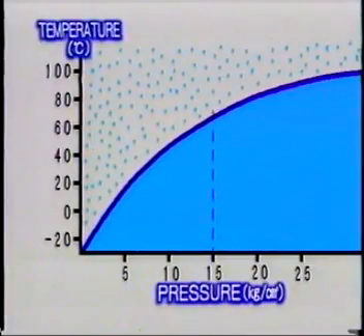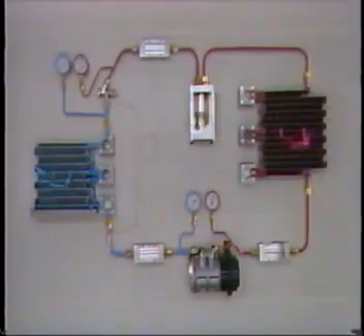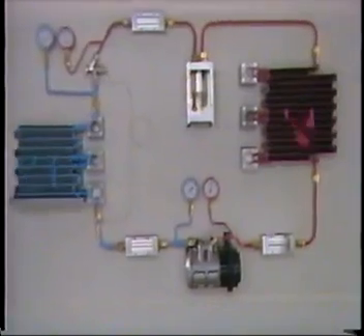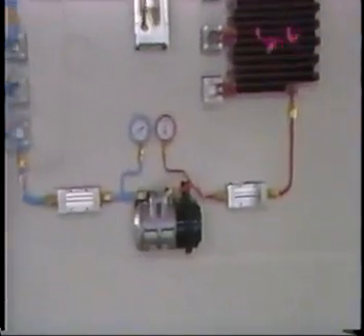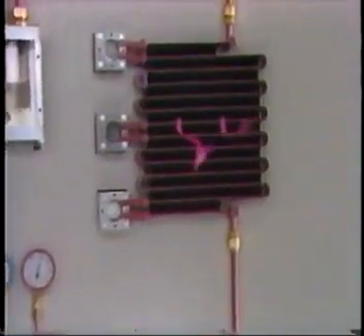Since the measured pressure is 15 kilograms per square centimeter and the measured temperature is 94 degrees centigrade, the refrigerant is a gas. If the temperature is lowered enough, we should be able to change the gasified refrigerant into a liquid. The hot pressurized refrigerant is sent from the compressor to the condenser, where its temperature is lowered.